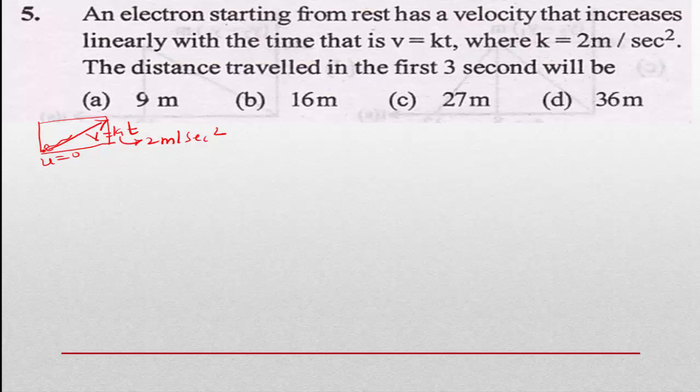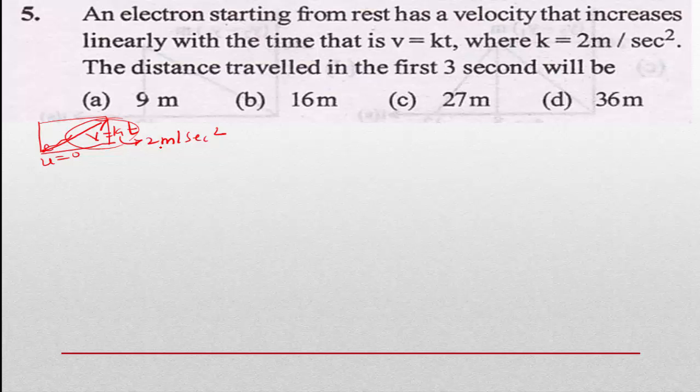An electron starts moving from rest, initially v equal to 0, with a velocity that increases linearly with respect to time. That velocity v equal to k into t, where k is a constant 2 meter per second square. Distance traveled in the first 3 seconds. How to calculate the distance here? s equal to ut plus half at square.